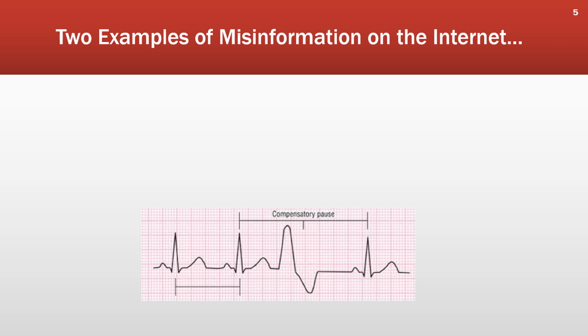And here's another example. Again, they're measuring RR intervals. Again, we do not measure RR intervals when we're trying to determine whether a compensatory or a non-compensatory pause is present. We measure PP intervals from one P wave to the next P wave. And incidentally, they're not even measuring the RR intervals correctly. When we do measure RR intervals for other reasons, we measure from the onset of the QRS complex to the onset of the next QRS complex. We do not measure peak to peak.